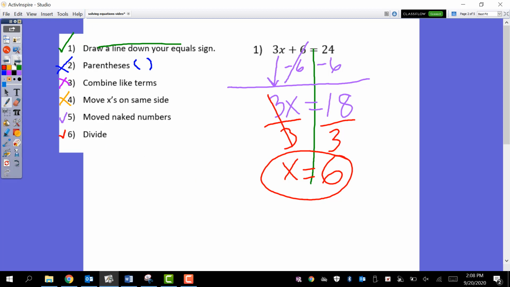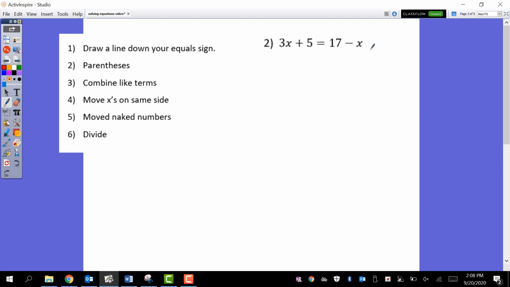Let's do another one. Go ahead, write this equation down up there. 3x plus 5 equals 17 minus x. Okay, first thing, draw the line down the equal sign. I got to find my equal sign right here. Draw the line all the way down.